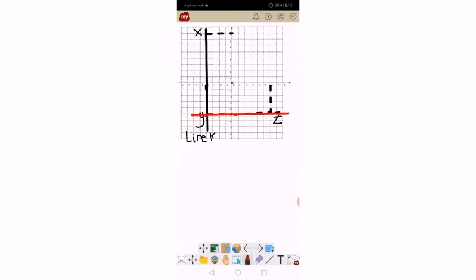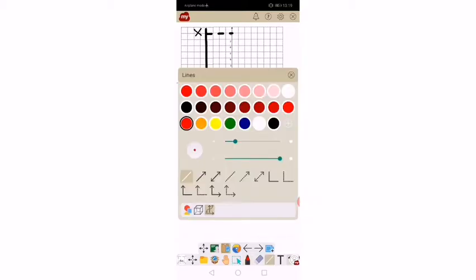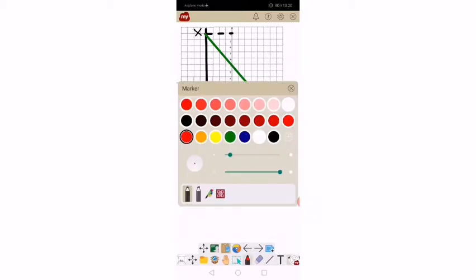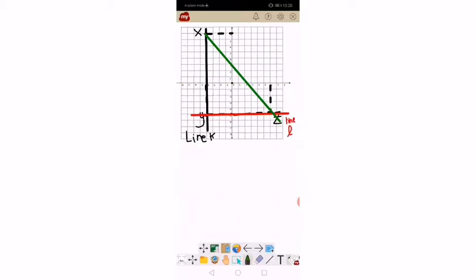Then let's say this line L. And after that line M that passes through point X and Z. Okay, so I will change to the green one, passes through X and Z. This one. Okay, and then I give it the name line M. Yeah, that's so easy. Okay, so that's the answer for question number 7.